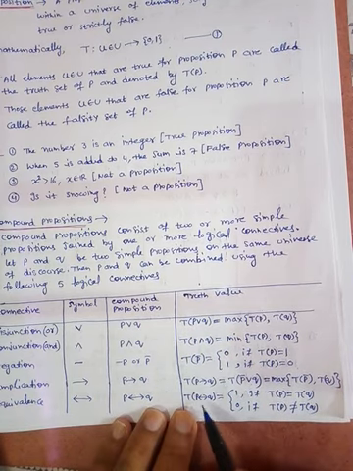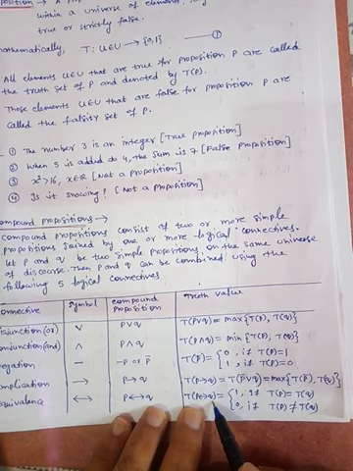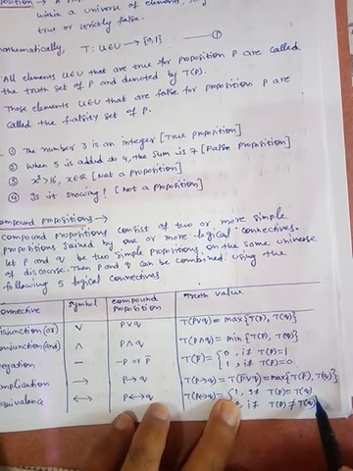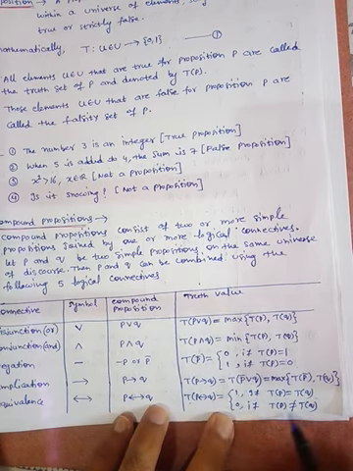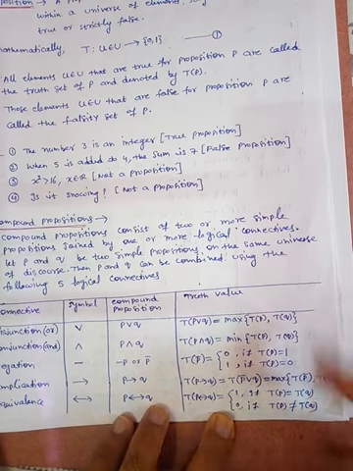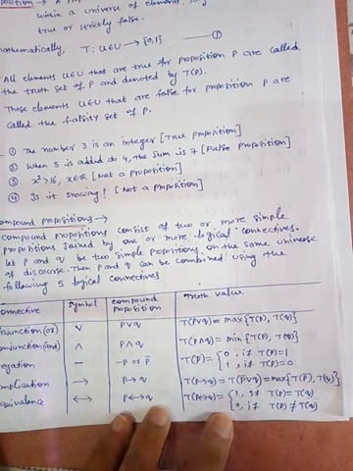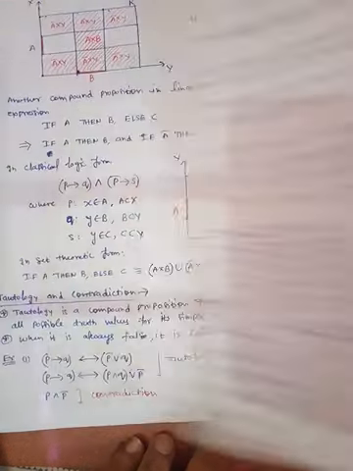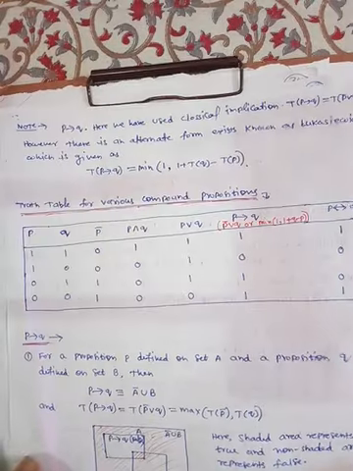Similarly, for P equivalent to Q, its truth value is 1 if TP is equal to TQ, that is, both are the same. If both are unequal, then 0. So this is the logic of the truth values. Now here we have a note.